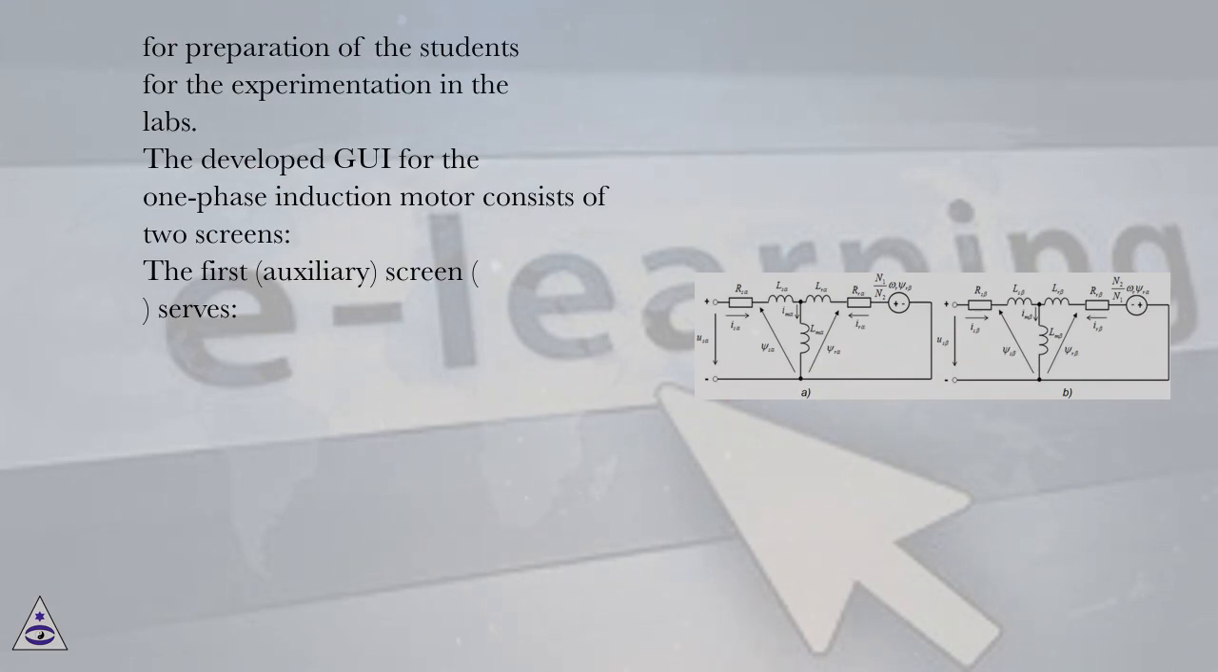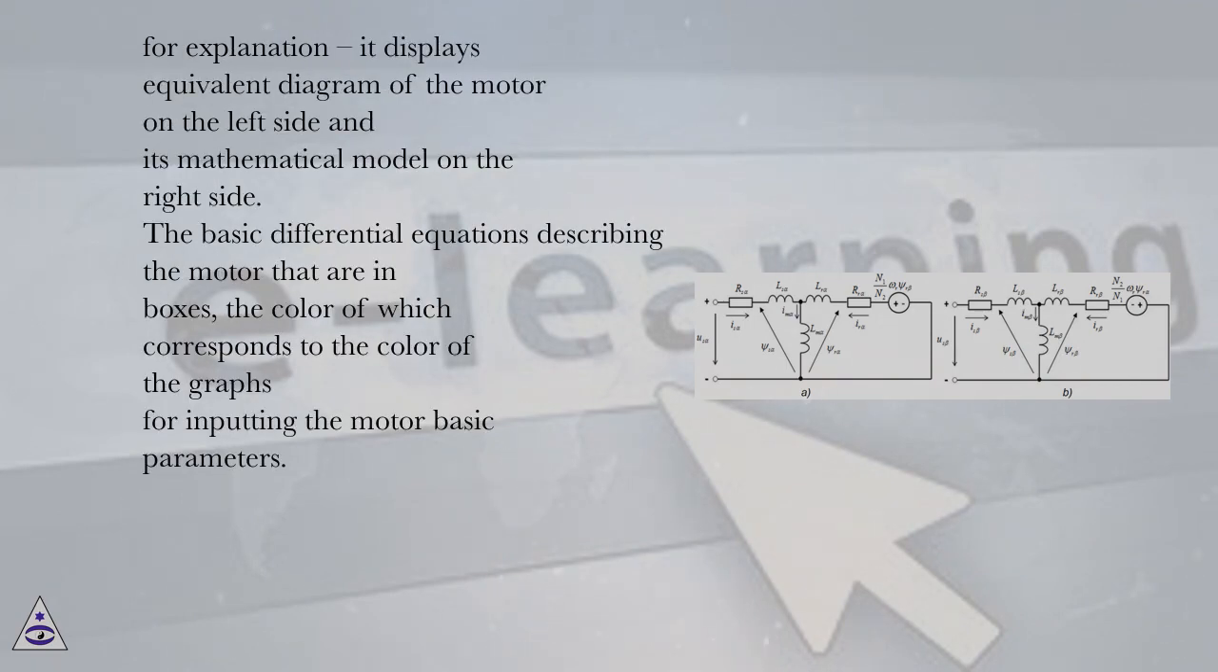The developed GUI for the one-phase induction motor consists of 2 screens. The first, auxiliary, screen serves for explanation. It displays the equivalent diagram of the motor on the left side and its mathematical model on the right side. The basic differential equations describing the motor are in boxes, the color of which corresponds to the color of the graphs. It also serves for inputting the motor basic parameters.